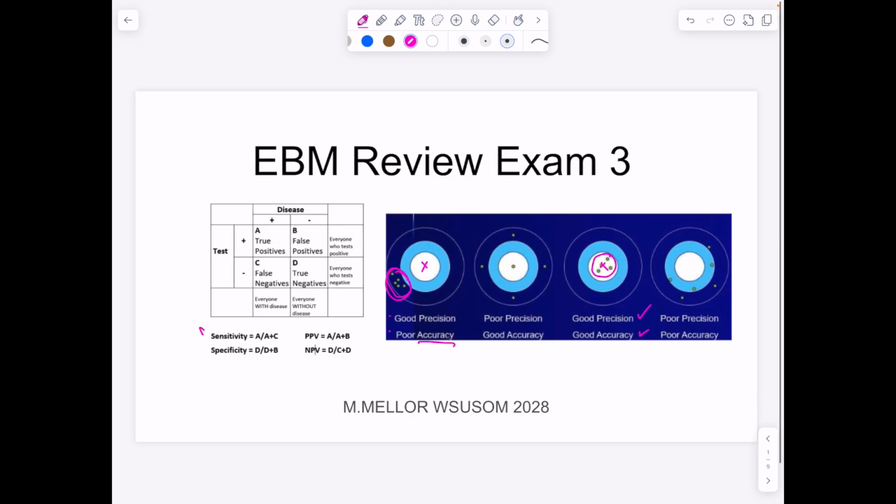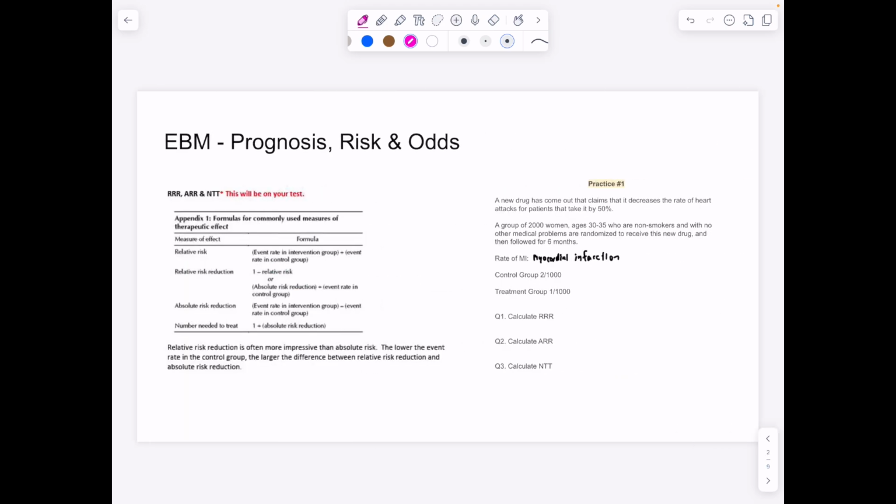All right, then we'll talk about sensitivity, specificity. But before we get there, we have stuff on prognosis, risk, and odds. So for these lectures, I just chose the things that were highlighted that said this will be on your test, and everything else I ignored. So sorry about that, but also maybe that's a good thing.